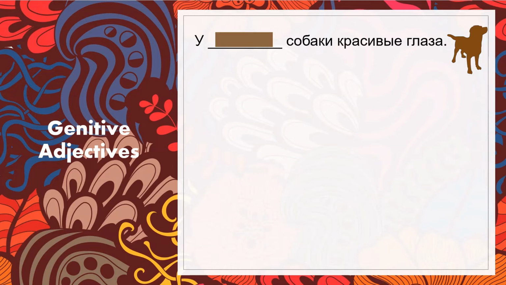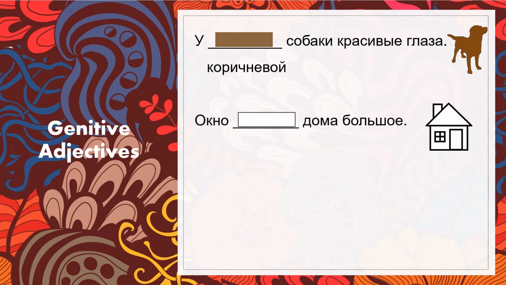У собаки красивые глаза. The dog has beautiful eyes. But what kind of dog? Brown one. So, brown will be in the genitive case. У коричневой собаки красивые глаза. Next example. Окно дома большое. The window of the house is big. But we want to say it's a white house. So, окно белого дома большое.